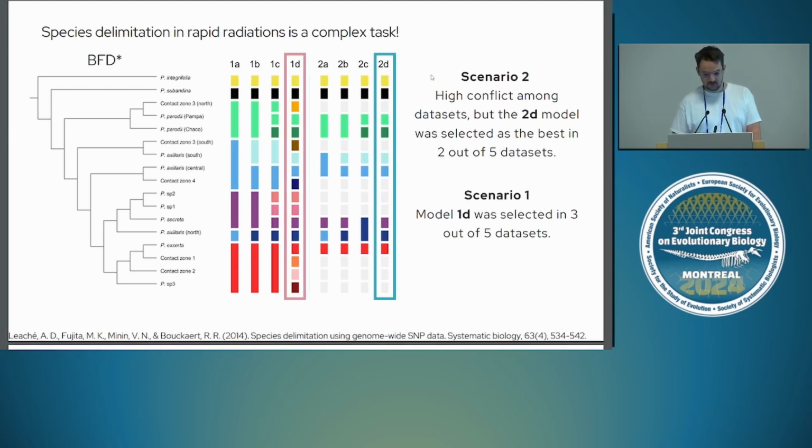And when we sampled the individuals that were admixed, the model 1D, where each population was its own lineage, was the best one in 3 out of the 5 data sets. And it's a little intriguing because we would expect that by collecting admixed individuals, we would get fewer species rather than more species.